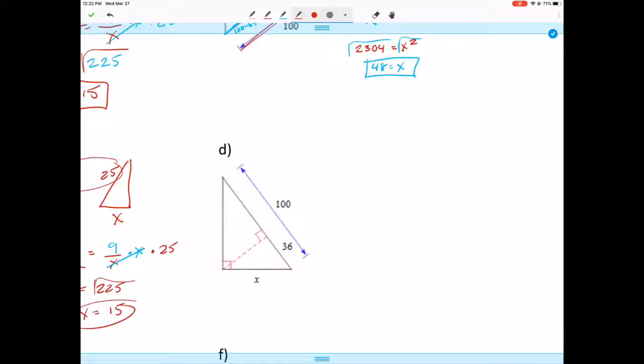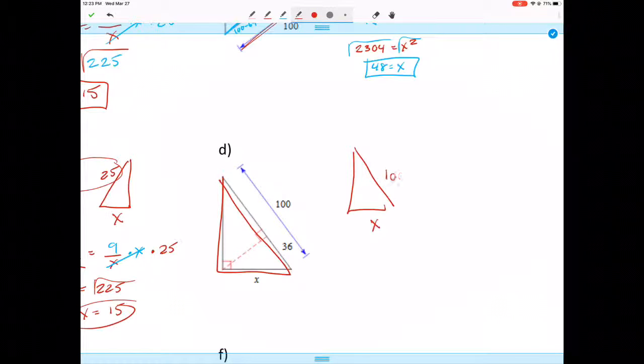Again, D is very similar to B, but not quite. So let's do this problem. So here we could do this triangle. I'll write it here as x and 100. And then we're going to need to find another triangle that's similar, which could be this triangle, where it has the base of 36 and the hypotenuse is x.